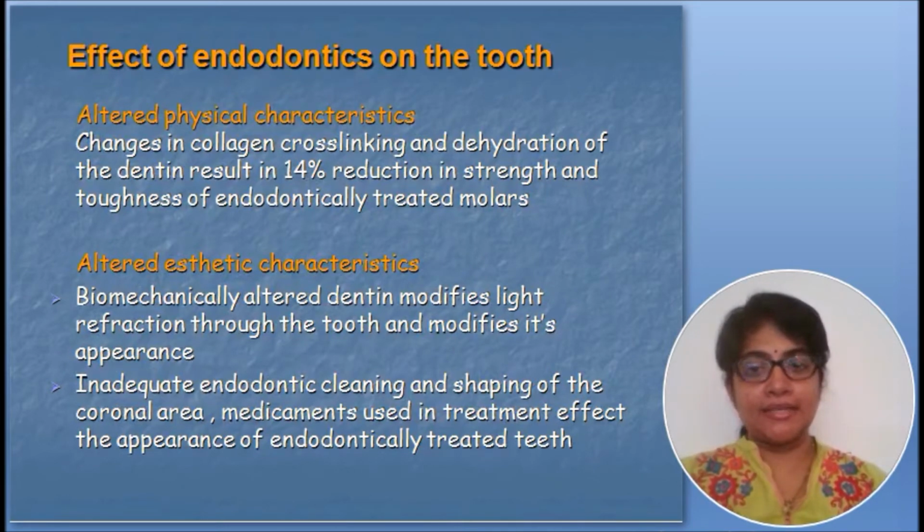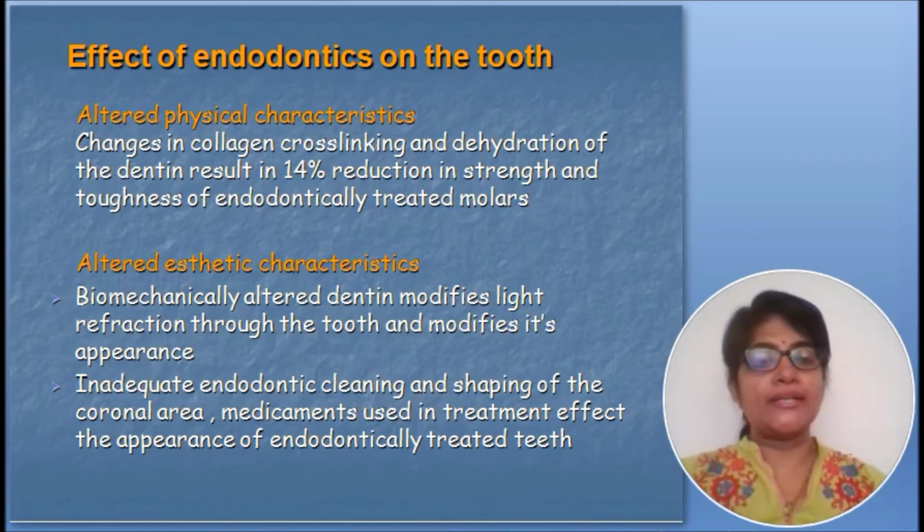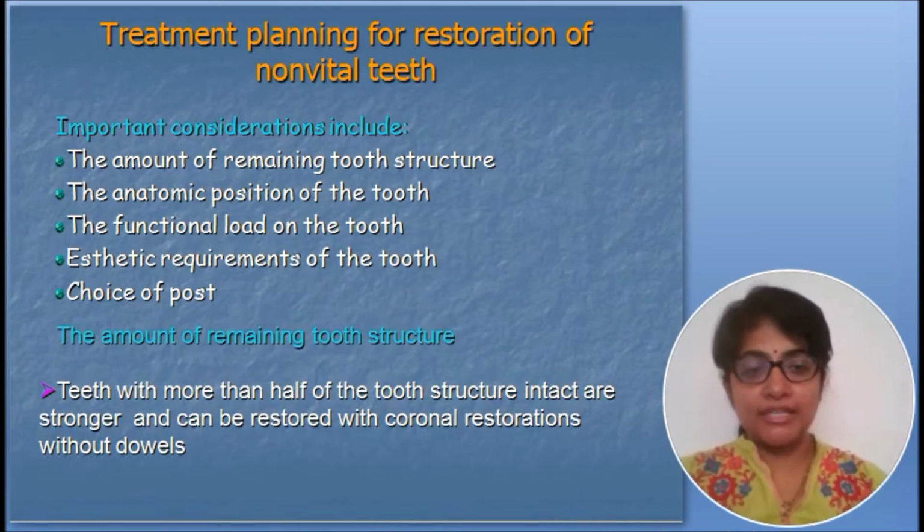Altered physical characteristics, that is, changes in collagen cross-linking and dehydration of the dentin result in 14% reduction in strength and toughness of endodontically treated molars. Altered aesthetic characteristics: biomechanically altered dentin modifies light refraction to the tooth and modifies its appearance. Inadequate endodontic cleaning and shaping of the coronal area, and medicaments used in the treatment, affect the appearance of endodontically treated teeth.